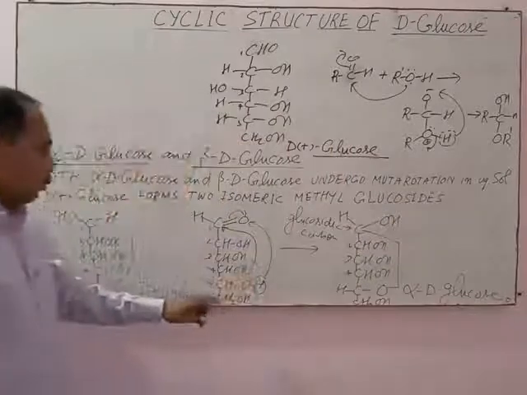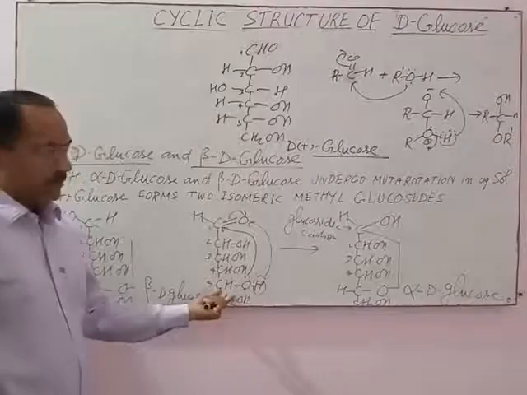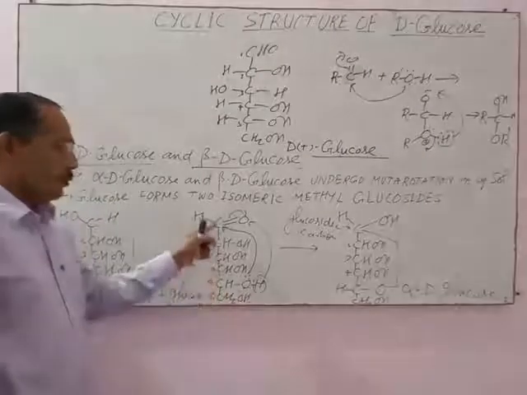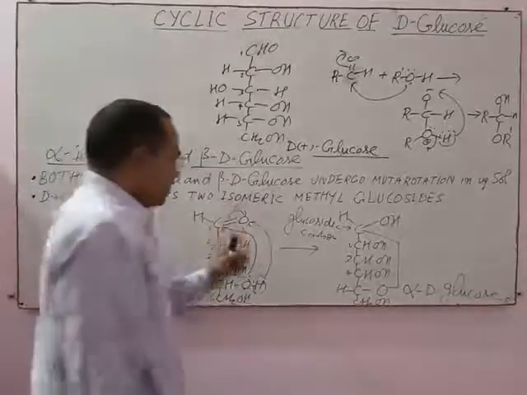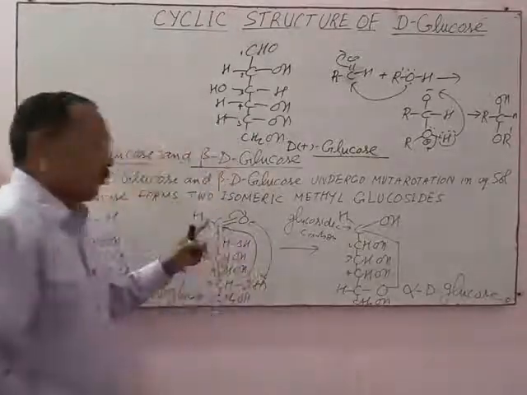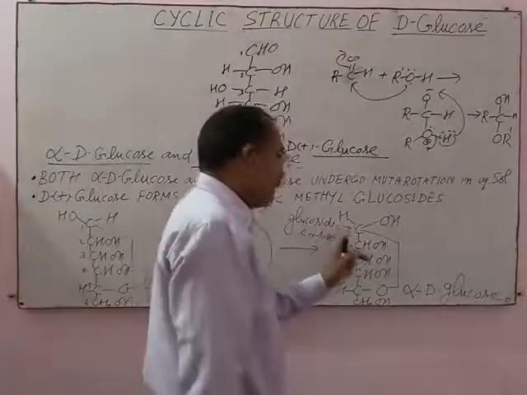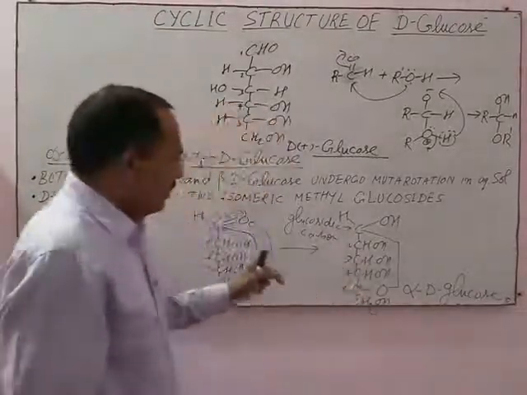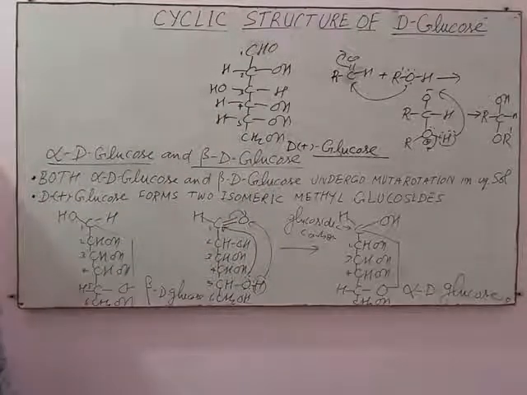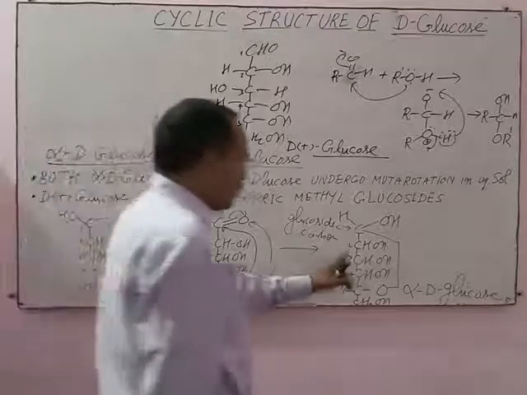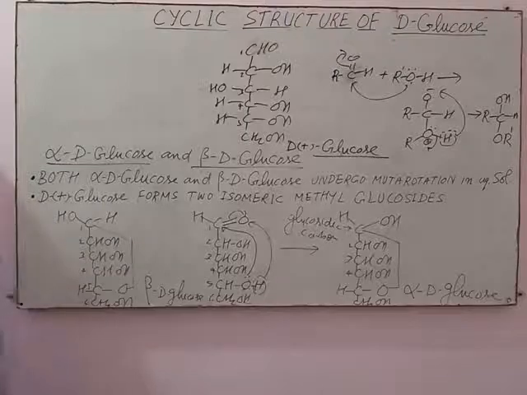In the glucose molecule, aldehyde as well as alcoholic groups are present. Due to the presence of both groups in the same molecule, intramolecular interaction takes place and a cyclic hemiacetal structure is formed in the glucose molecule. So alpha D glucose and beta D glucose are cyclic hemiacetal forms of glucose.